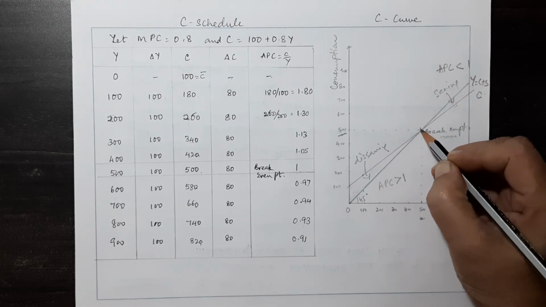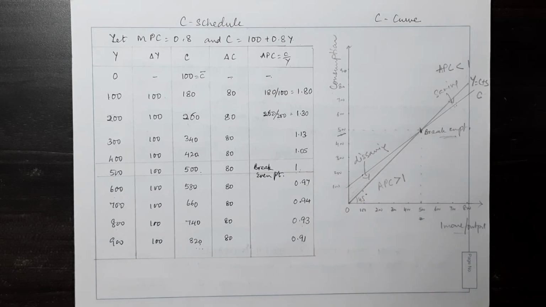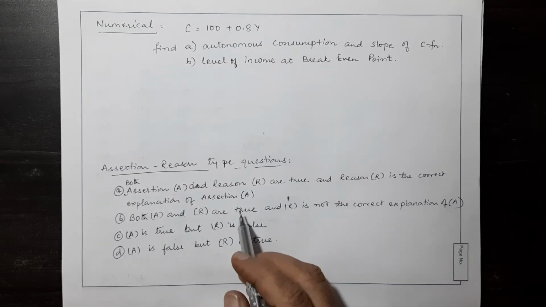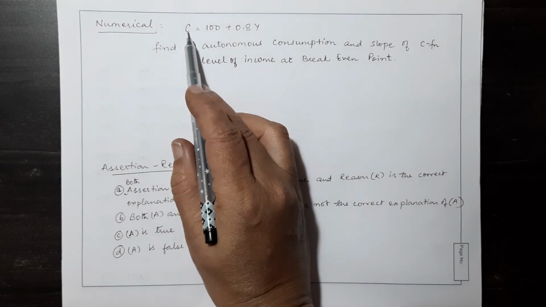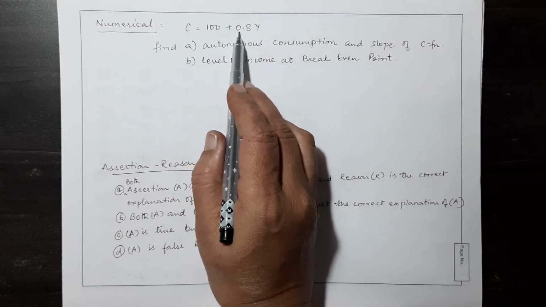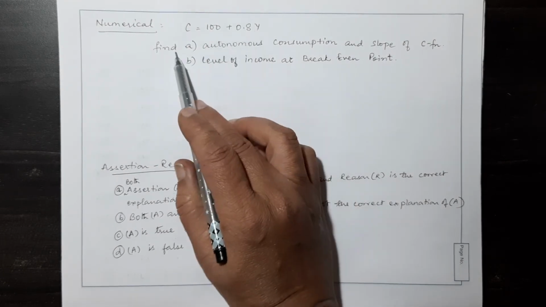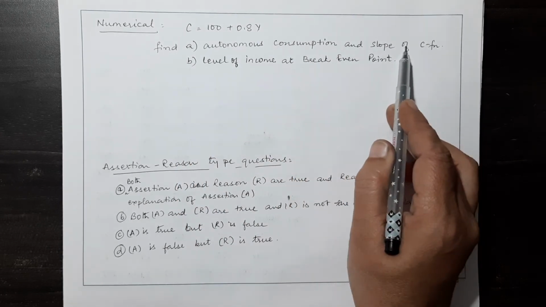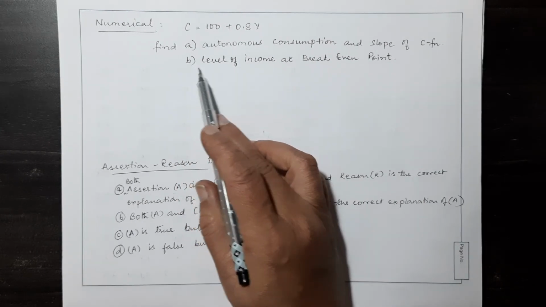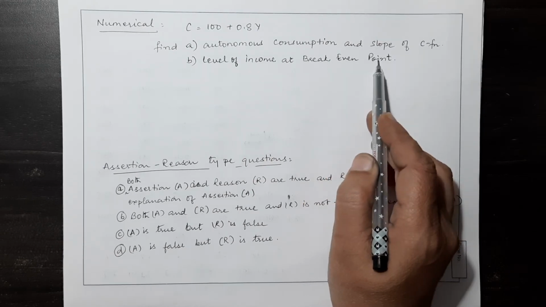Here it will be equal to 1. Alright. Let us now quickly solve a numerical. Consumption function is given by 100 plus 0.8y, and we need to find autonomous consumption and the slope of the consumption function. Second, we need to find the level of income at break-even point.